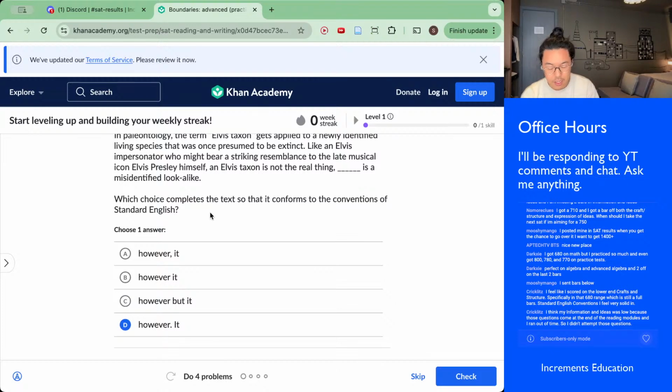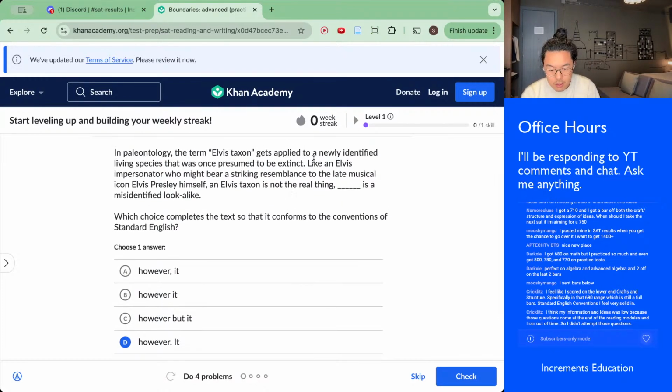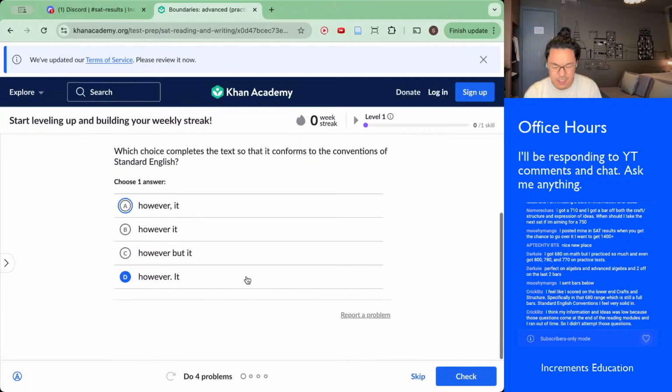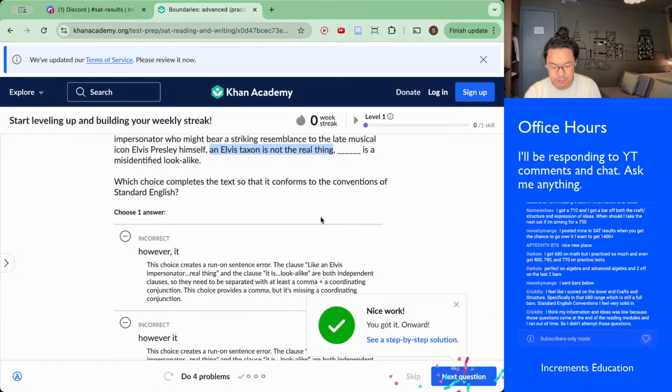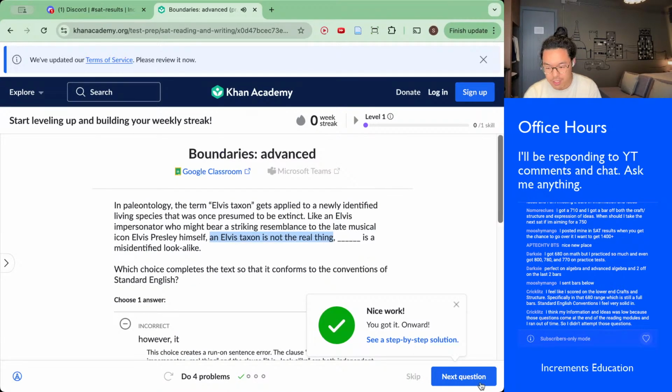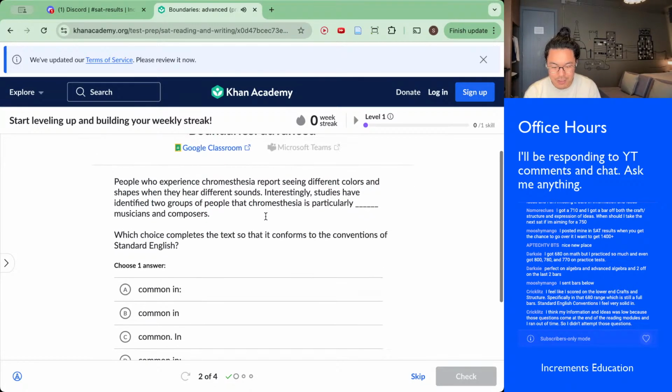It is a misidentified lookalike. Okay. Here, the "however" is connecting the idea that the Elvis taxon gets applied to a guy, but the Elvis taxon is not the real thing. However, it isn't the real thing. So this is basically the logic question, and then it is a misidentified lookalike. Oh my God, this is actually not that hard. So I don't know. This should not be in the advanced section, but whatever. Let's look at a different one.